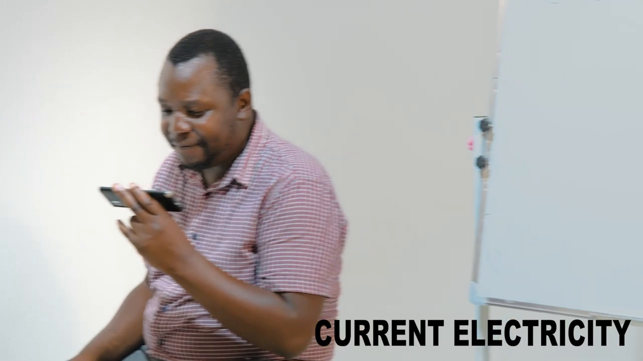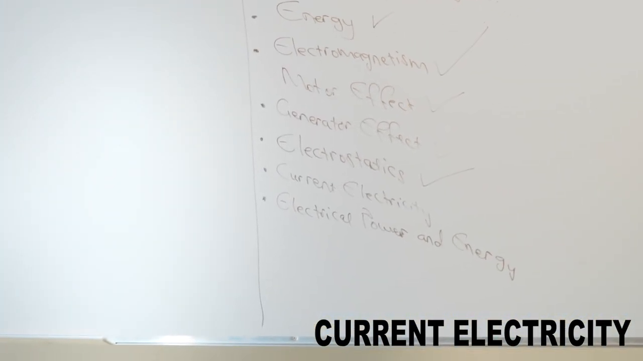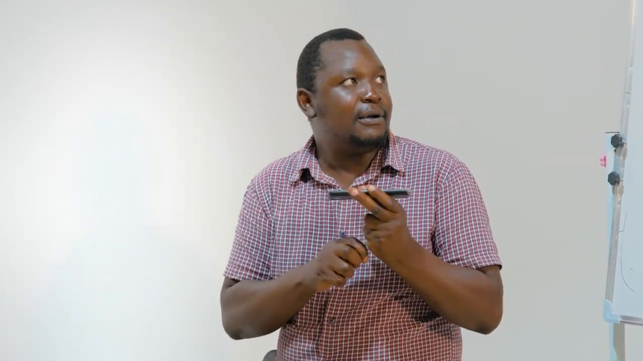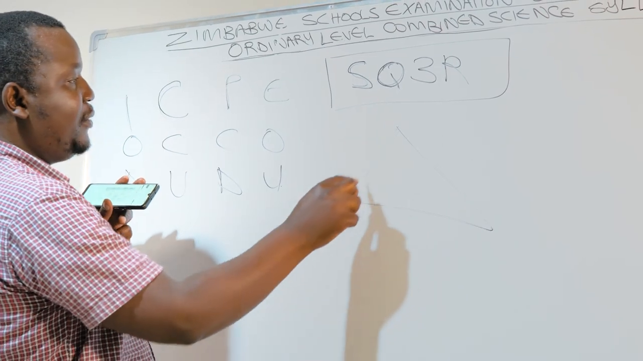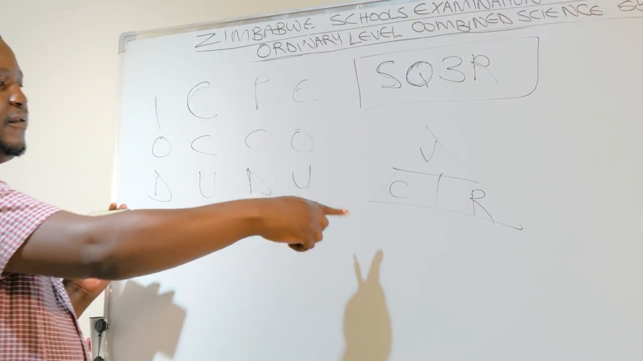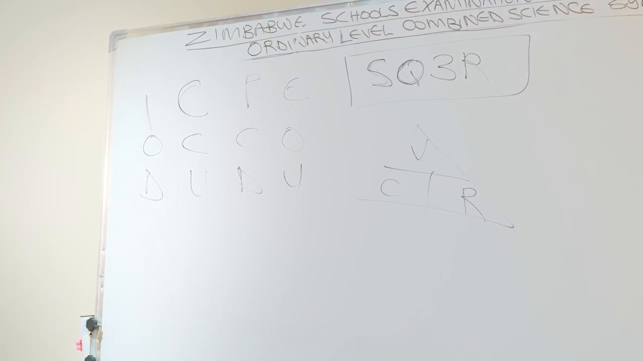But current electricity, the first concept we're going to look at is Ohm's law. So first we need to state Ohm's law. Voltage is directly proportional to current, right? And you also need to calculate resistance, voltage and current using Ohm's law. I'm going to take the VIR triangle: voltage over current, resistance, voltage over resistance, current. Voltage equals current times resistance.